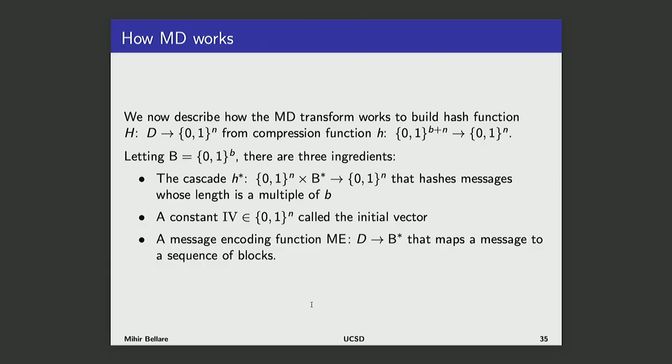I'll detail a little bit how this transform works to build hash functions. Remember, we start with this compression function, and there will be 3 steps. In all of these, it will be useful to use this to denote the set of all possible message blocks, so b-bit strings. First we'll extend the compression function to something called a cascade, which is actually a family. It takes an n-bit key and takes inputs which are strings over this space and hashes them down to n bits. Once we have that, we just fix a constant value, just like SHA-256 did.